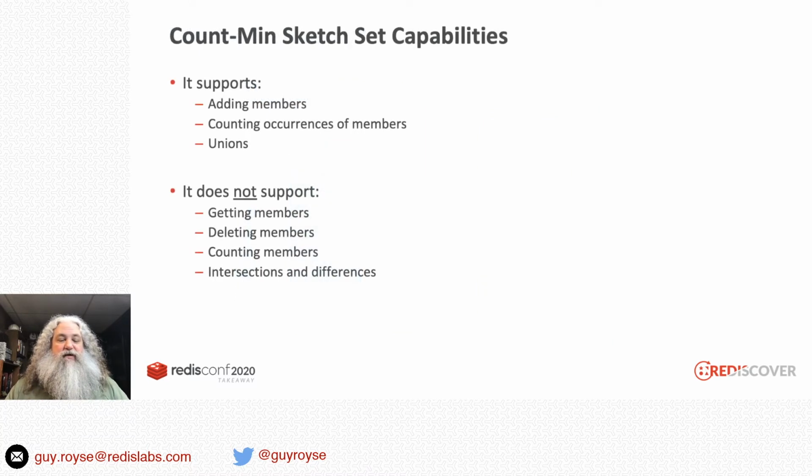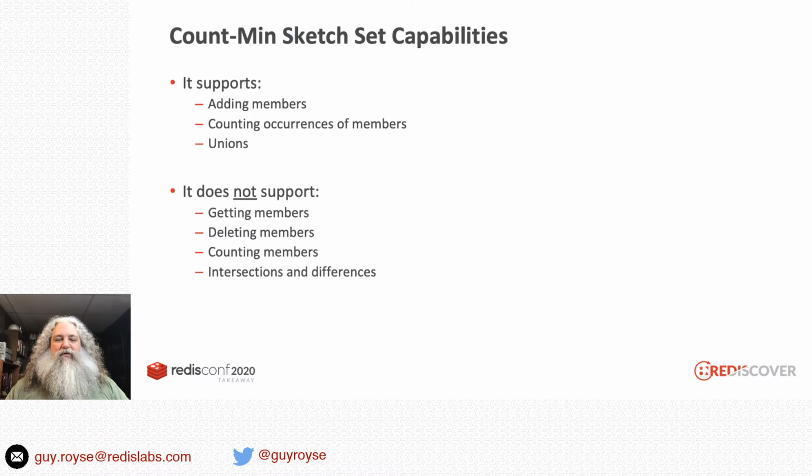Count min sketch is a fairly straightforward data structure to implement. To use it, you need to know a little bit of how it works internally. It's not very complicated, but it's still necessary to know it. It supports adding members. Like all of them, you have to be able to add stuff. You can count occurrences of the members, and you can union count min sketches together.